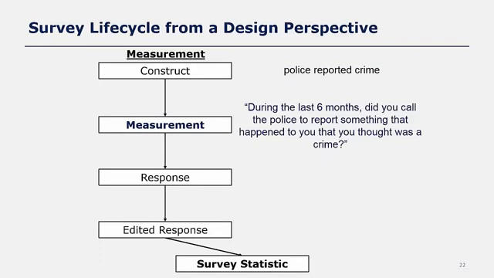In order to measure this, you have to ask individual items. And one of such items could be, during the last 6 months, did you call the police to report something that happened to you that you thought was a crime? With that, you will get information from each respondent, assuming that the answer they give to this does relate up to the police reported crime that you're actually interested in.